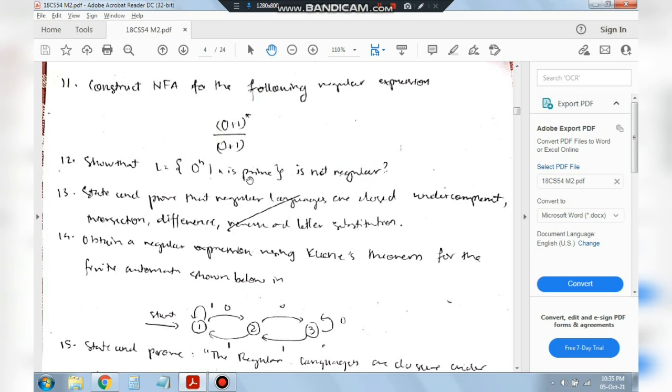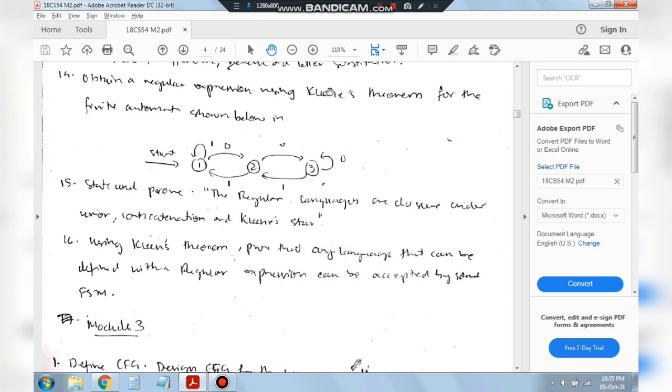See, n is prime, right? Prime means take it as 3. 0 power 3 means 0 0 0. Take it as xyz. Repeat y n number of times. So it will become 4. 0 0 0 0. That is not prime. 4 is not prime, right? So it will be not regular. And use Kleene's theorem for the finite automata.